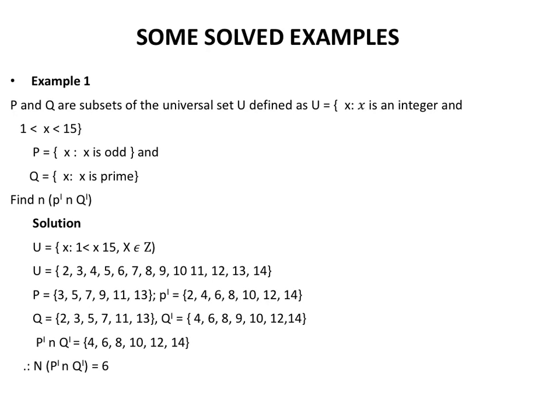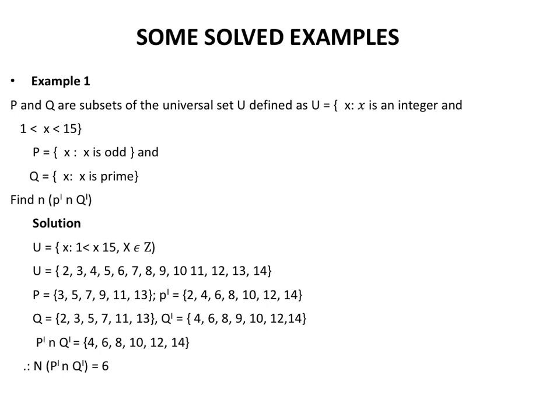Set P is equal to X, such that X is an odd number, and set Q is equal to X, such that X is a prime number. Then we are now asked to find the number of P prime intersection Q prime. So we'll find all the elements in the universal that are not in P, and then all the elements in the universal that are not in Q. We'll now find the elements P prime and Q prime have in common. When we find them, we'll count them to find the number of elements in this set.